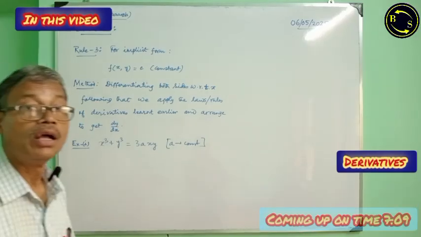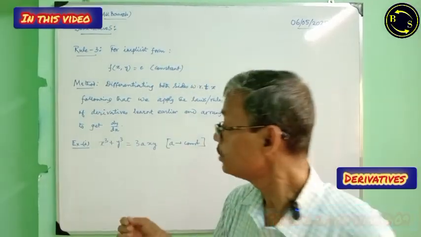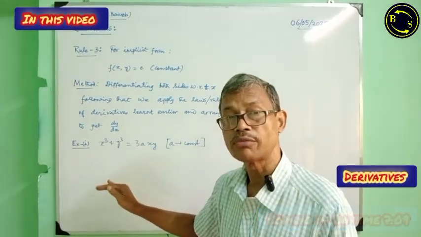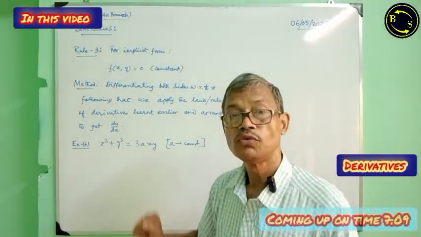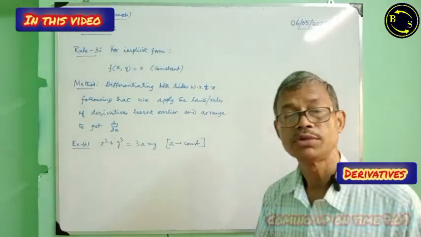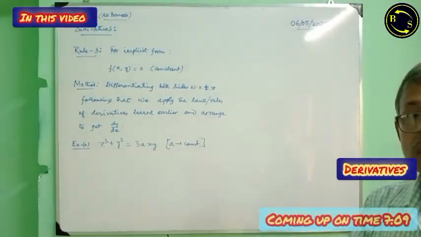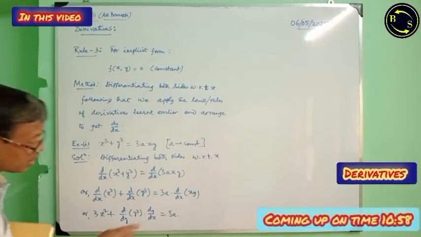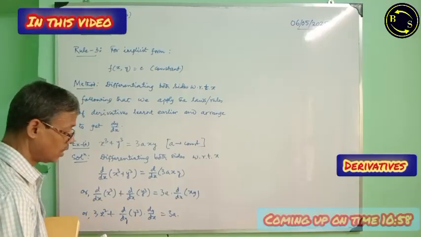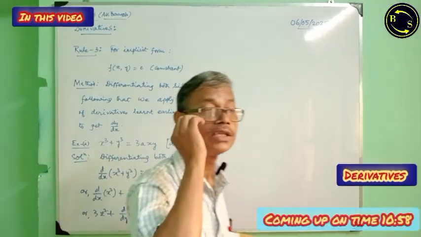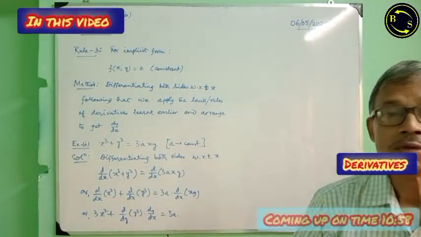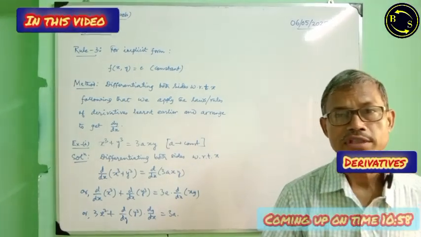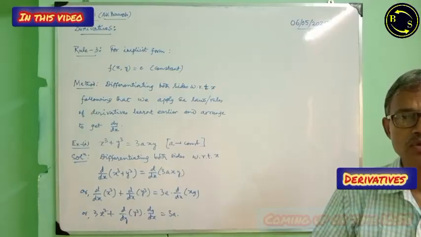We cannot express y in terms of x. That is why this relation involving x, y is in implicit form. Now we have to find the differential coefficient, the derivative dy dx. 3a into d/dx of xy, that means d/dx of a product form. In case of product form, that is u into v, d/dx of uv will be equal to, as you have learned earlier in class 11, u dv/dx plus v du/dx. I apply that.